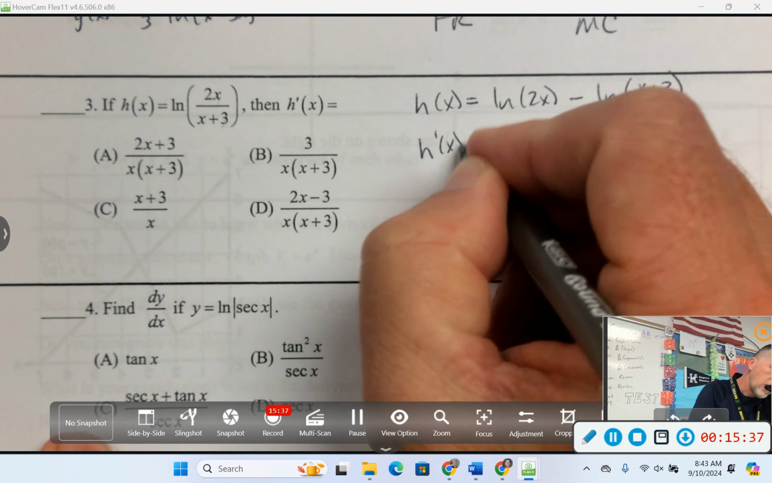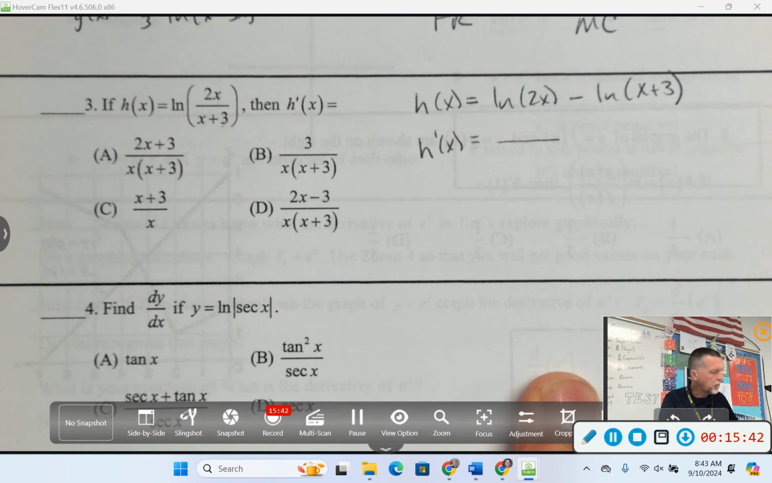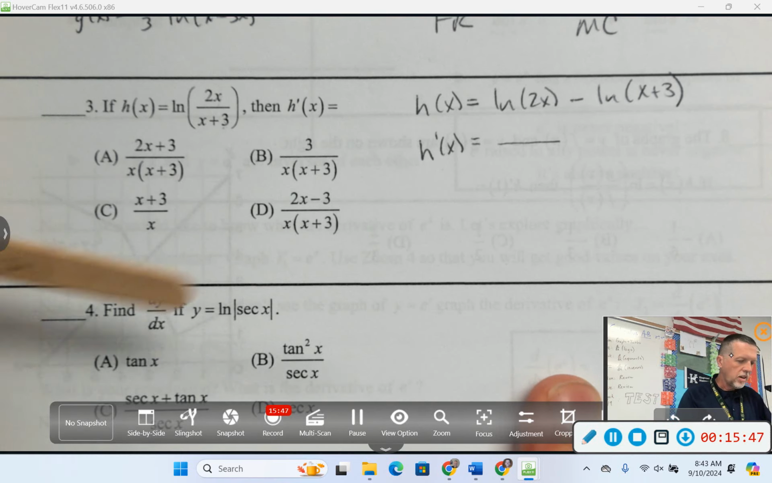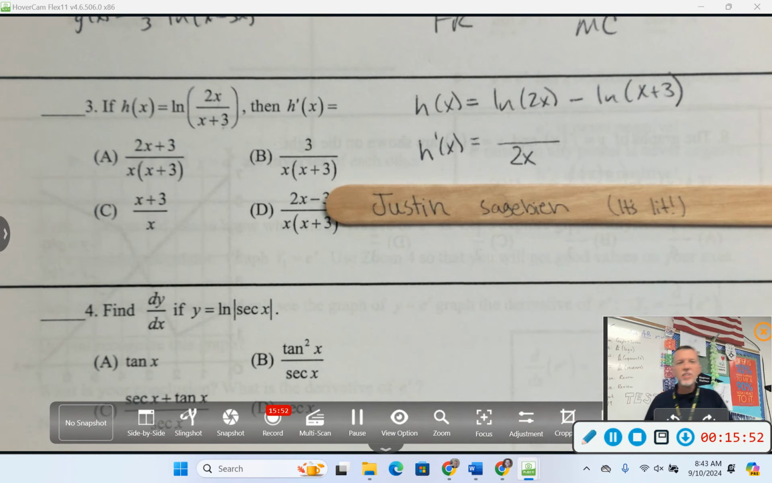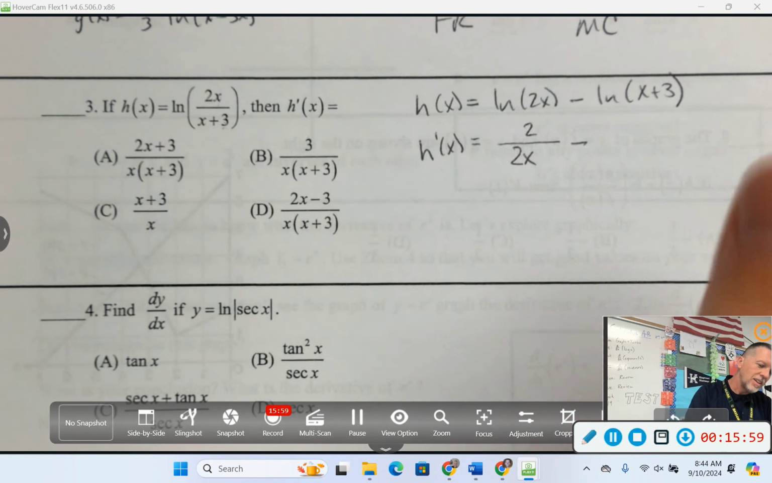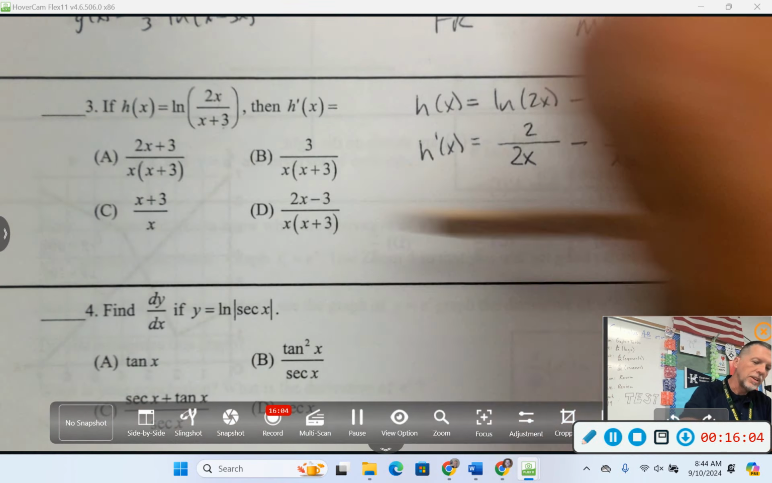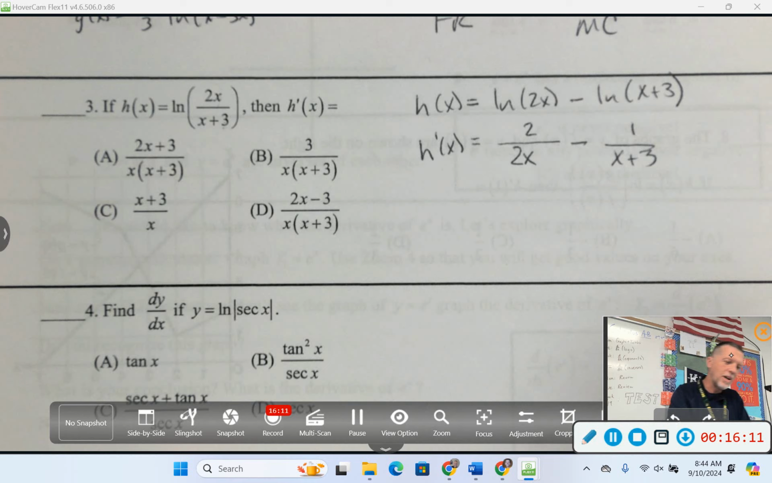So h prime of x. Start calling on some people here. So 1 over the argument, so 2x is in the bottom. Justin, we ease into the day with, what's the derivative of 2x? 2. 1 over the argument. We're really easing into the day now. Luke, what's the derivative of x plus 3? Just 1. So that one's kind of done.